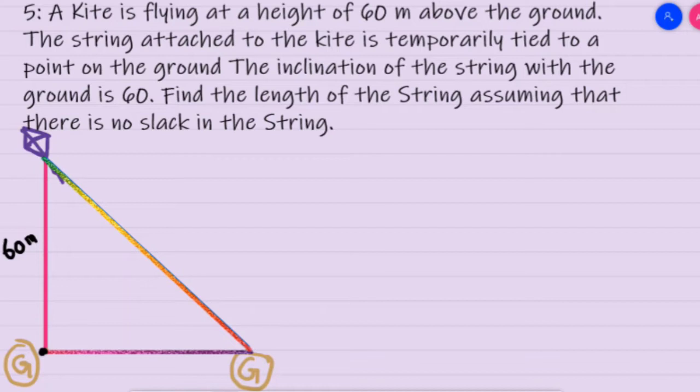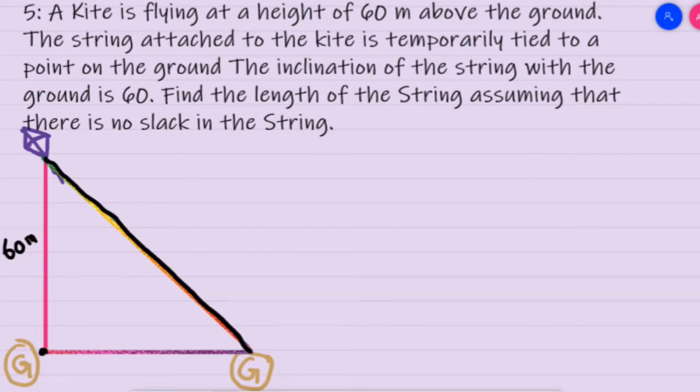Now the string attached to the kite is temporarily tied to a point on the ground. What is the string? The thread. This is the thread, and this thread is tied to a point on the ground.